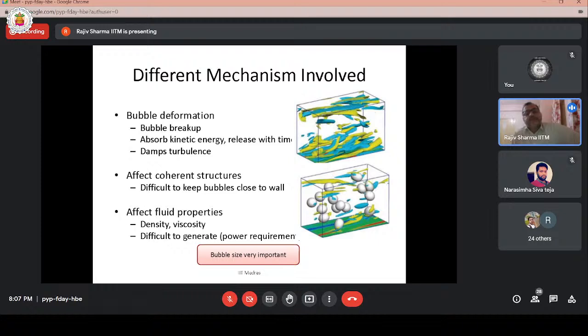They affect the coherent structures. It is difficult to keep bubbles close to the wall. Bubbles normally do not stick to the wall, they will have a tendency to move away from the wall. They are also affected by the fluid properties, for example, density and viscosity. And they are also extremely difficult to generate because they consume a lot of power. Especially when it comes to micro bubbles, the power consumption is on the higher side.